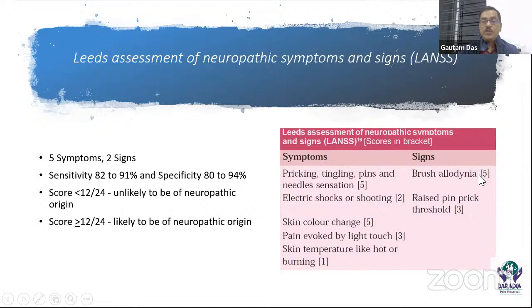And the other 2 signs. One is your allodynia, brush allodynia, when you're putting a brush, there is pain, or pinprick. So these are the different scores. And the total score possibly is 24. If it is less than 12, then this is unlikely neuropathic, meaning it is mostly nociceptive pain. If the score is 12 or more, then it is likely to be neuropathic pain. This is your LEEDS, the LEEDS assessment of neuropathic symptoms and signs.